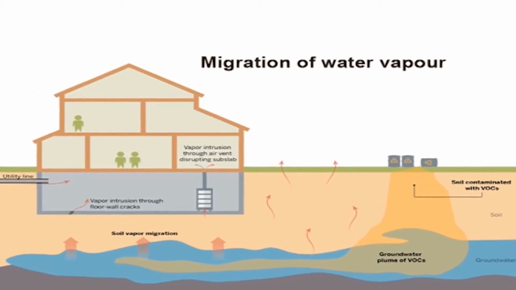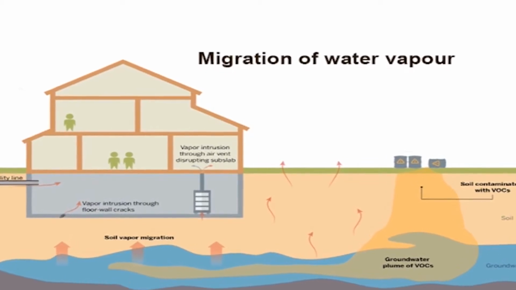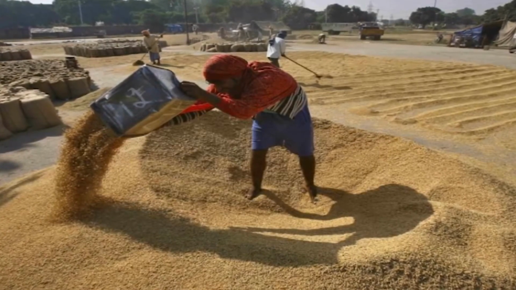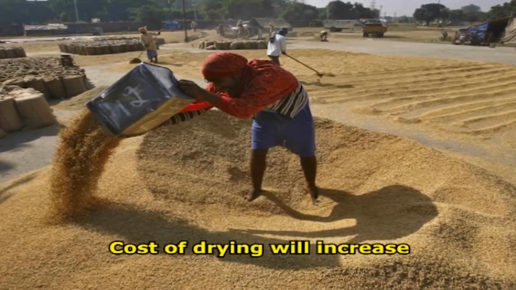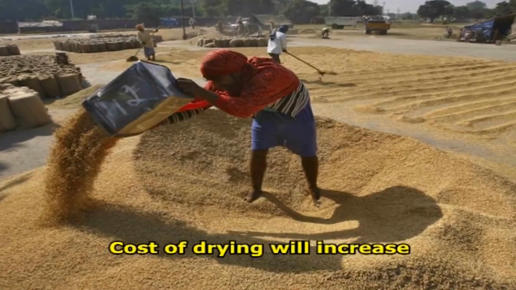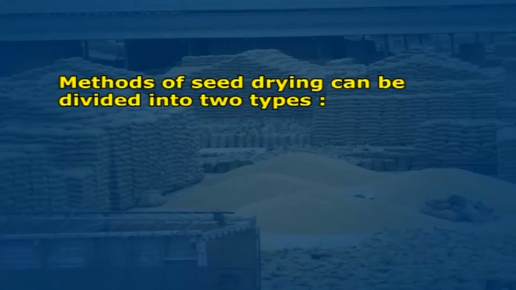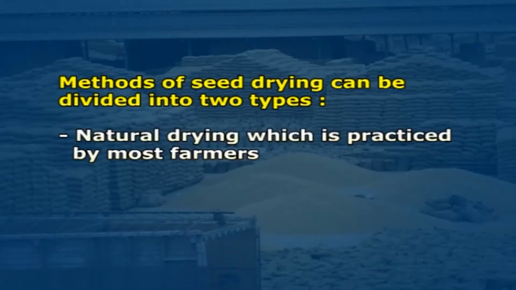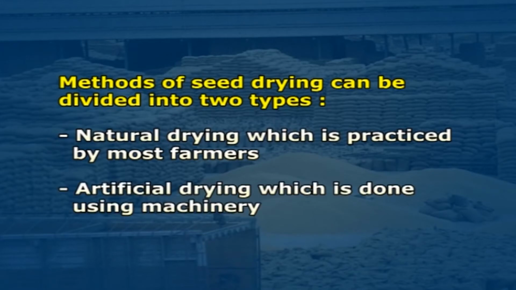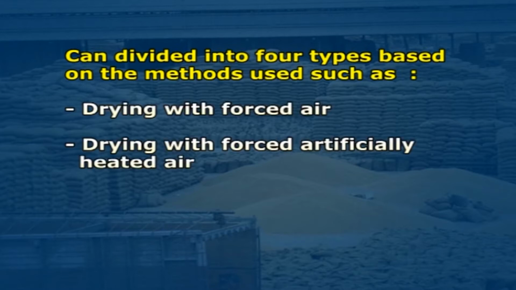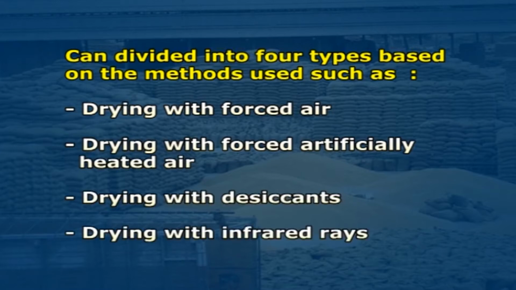The migration of water vapor from inner regions to the outer surface must be done in a phased manner. If done too fast, the seeds may crack, and if done too slow, the cost of drying will increase. Hence, drying is an art which can be practiced for effective seed quality. Methods of seed drying can be divided into two types. Natural drying, which is practiced by most farmers, and artificial drying, which is done using machinery, and can be divided into four types based on the methods used, such as drying with forced air, drying with forced artificially heated air, drying with desiccants, and drying with infrared rays.